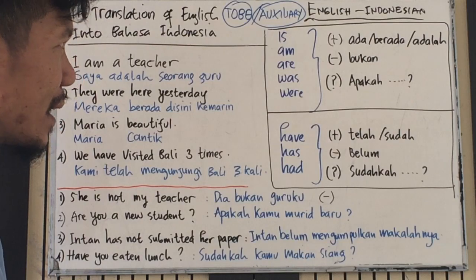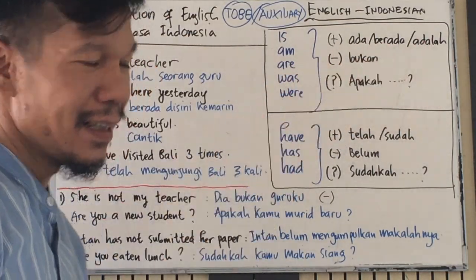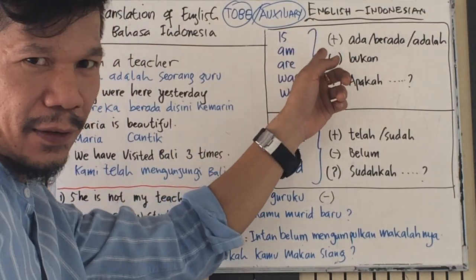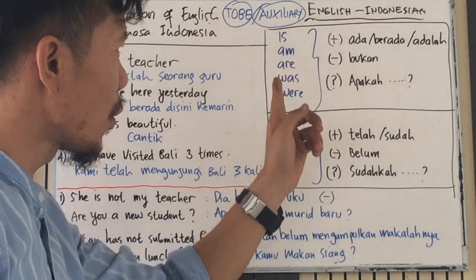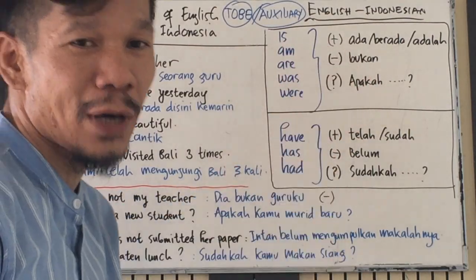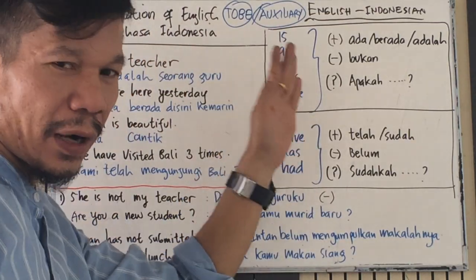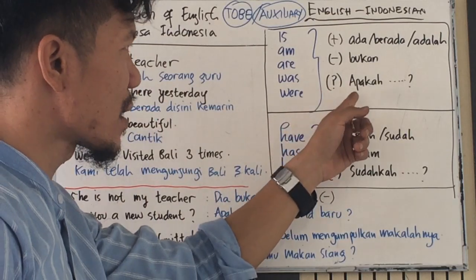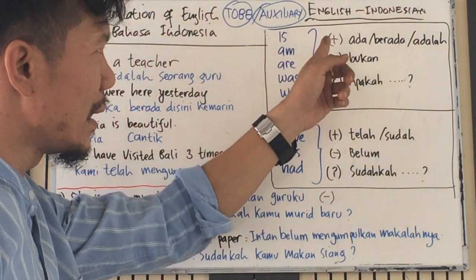Sometimes we translate into ada, berada, or adalah in a statement, but in a negative sentence we translate is not, am not, are not, was not, were not into bukan. And if is, am, are, was, were is in front of the sentence, it means that there is a question, and we translate it into apakah. So the first one is the statement.